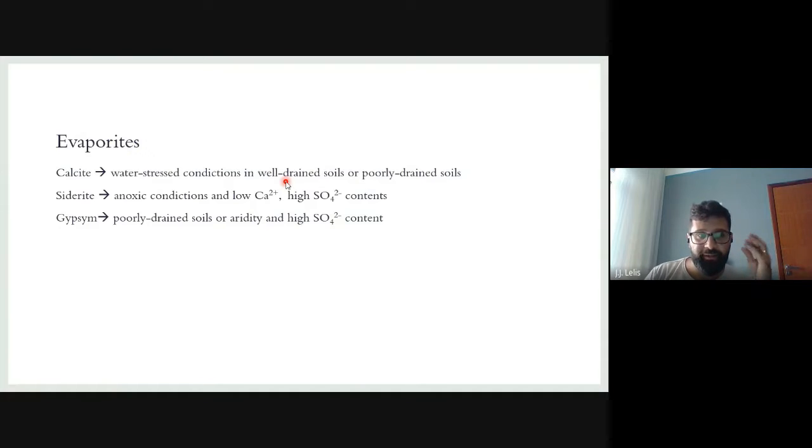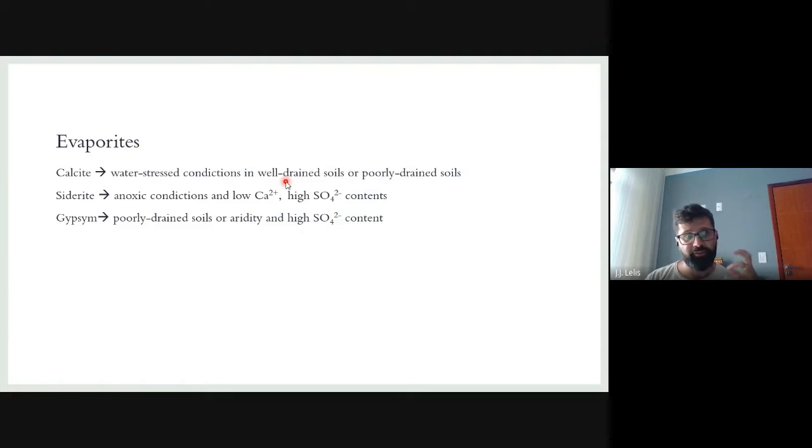Okay, so the presence of calcite tells us this soil could be formed in water-stressed conditions in well-drained soils. So I can see something that's very close to a semi-arid or arid region, like now. Nowadays, we have a semi-arid condition in northeastern Brazil. So, okay, we can see calcite forming right now there.